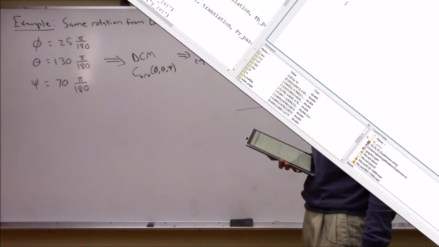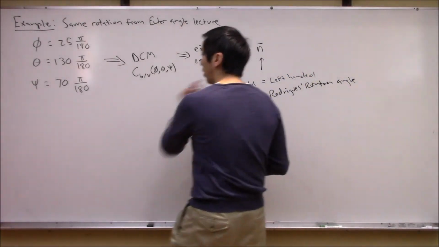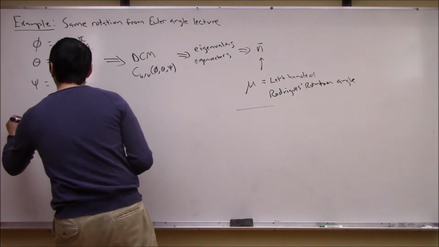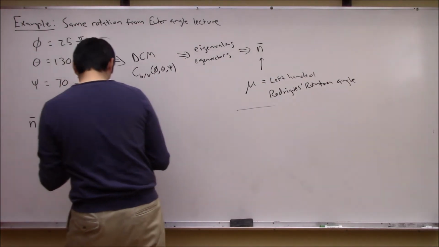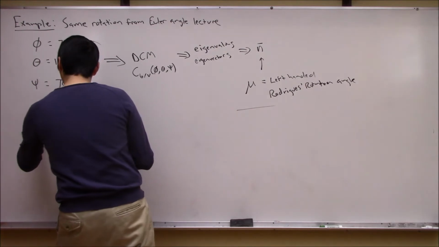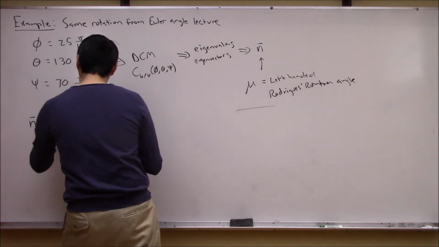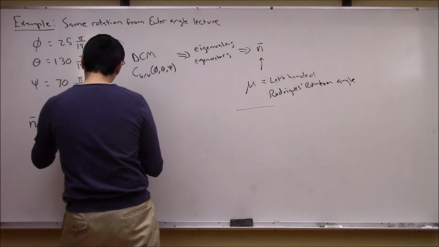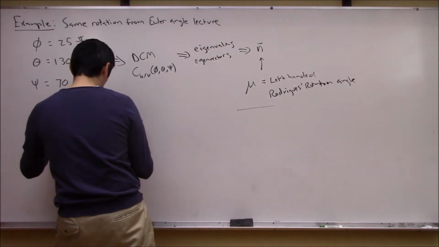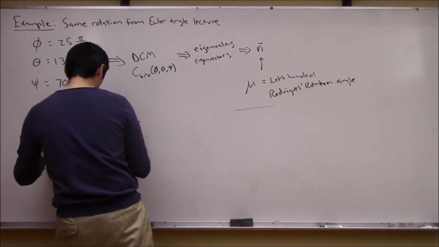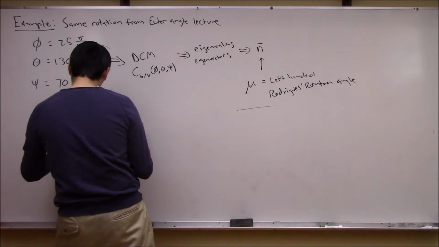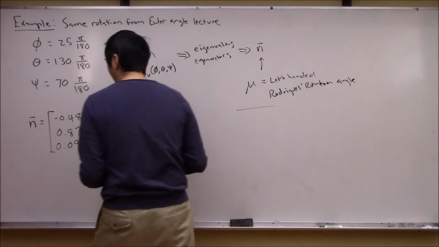So let's jump back over to the board. All right, so we saw that we ended up with the axis of rotation, right? We said that was minus 0.48, 0.87, and 0.09. Okay, so here was our axis of rotation.